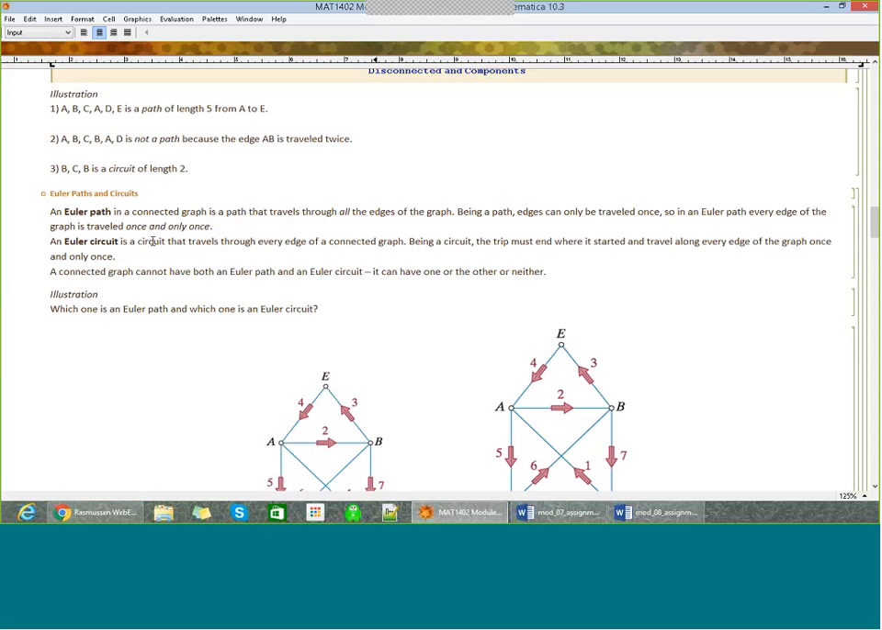And then, you cannot have both path and circuit, because it's physically impossible to have both, because a path is open and a circuit is closed. So you cannot have both the Euler path and the circuit. So a graph is either or.